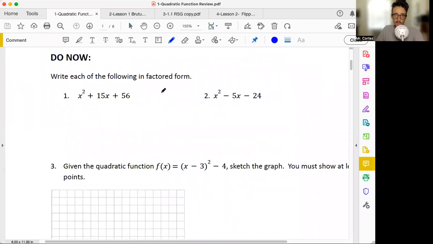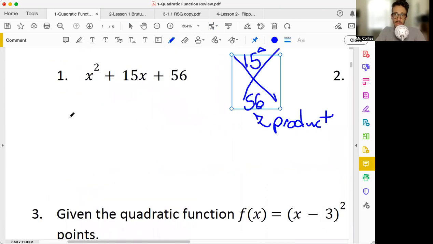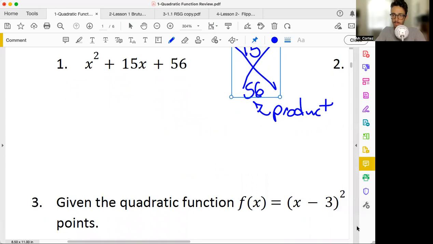Let's do this. I personally use the diamond method to organize my information. I know I'm getting a product of 56, and then it looks for a sum of 15. So take a moment. Can you think of factors of 56 that add up to 15? Can I count on you to get that?